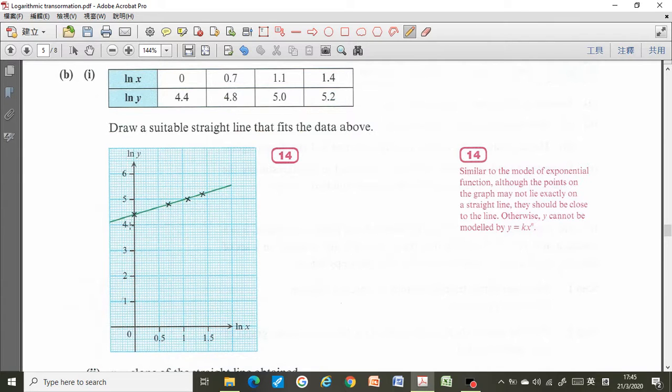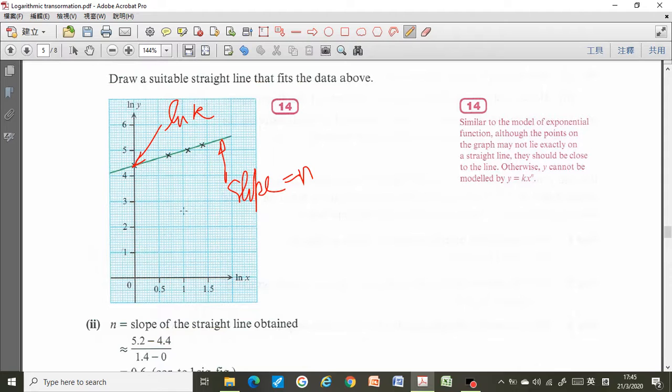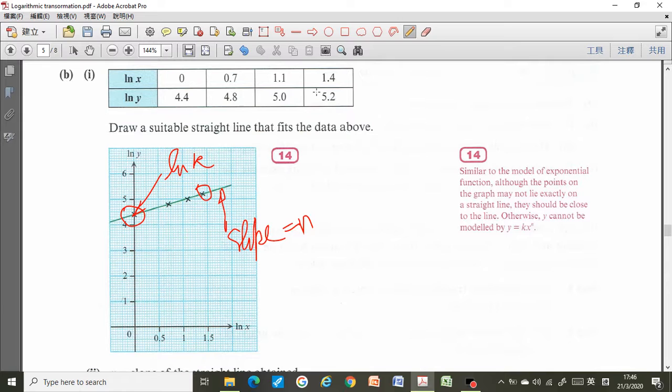After you get this one, then you will find the intercept on the vertical axis. It is the log k. And this one, the slope, is equal to n. Okay, so we must first find out which points are better for me to calculate. We choose the following points: the first point and the last point. That comes from here.